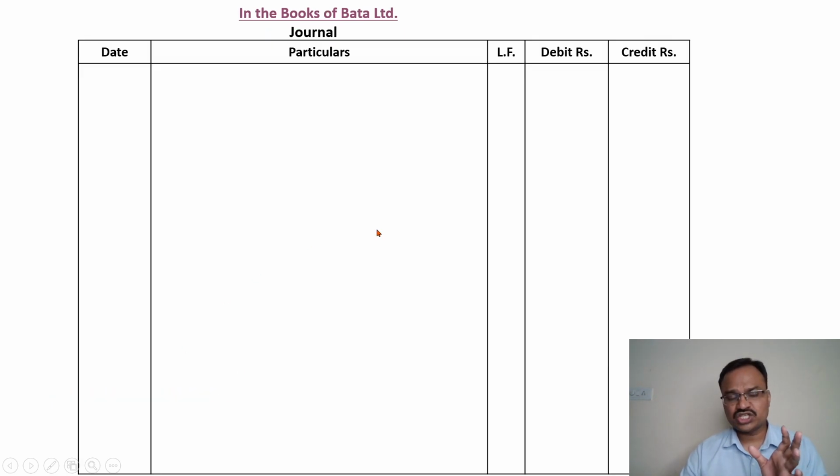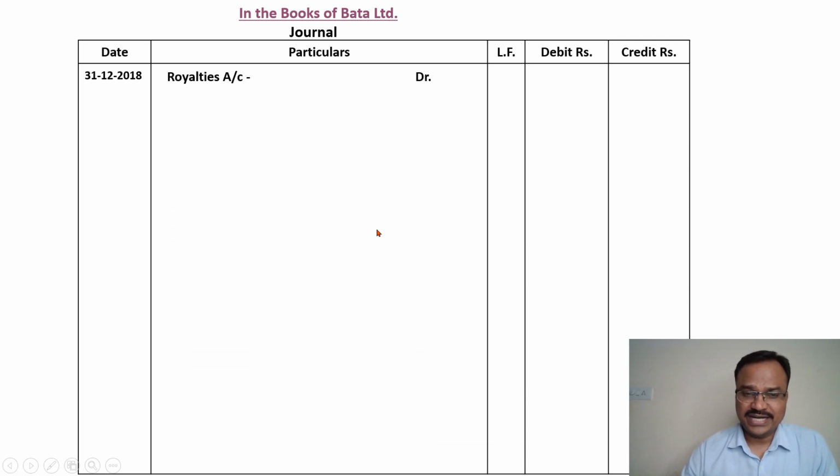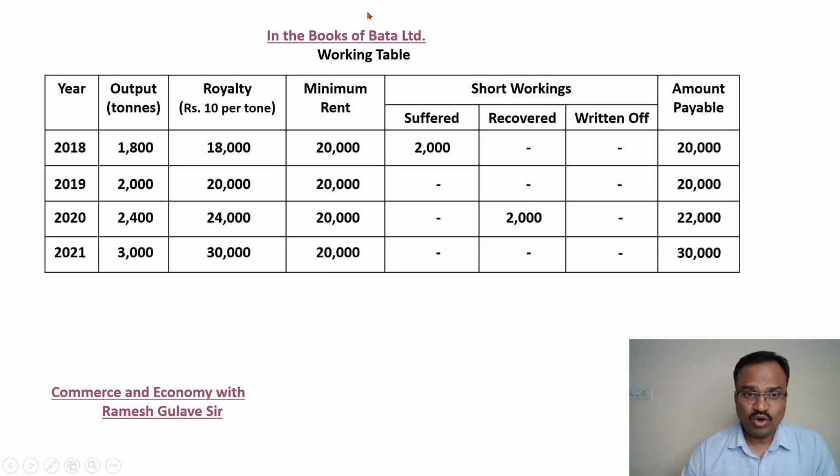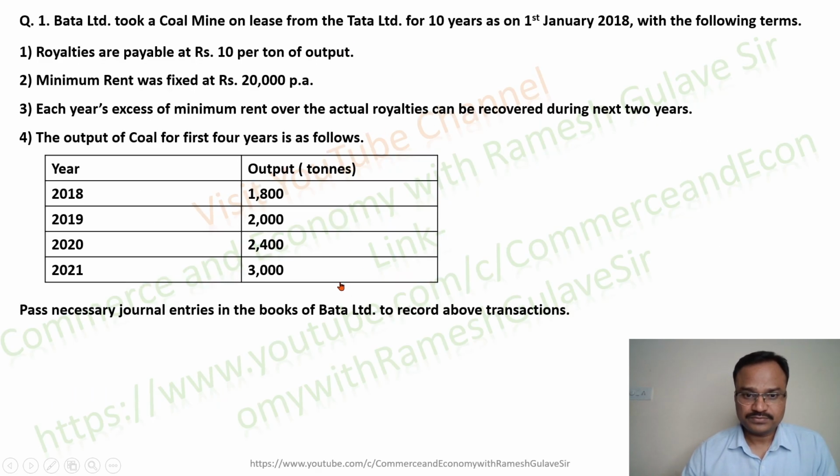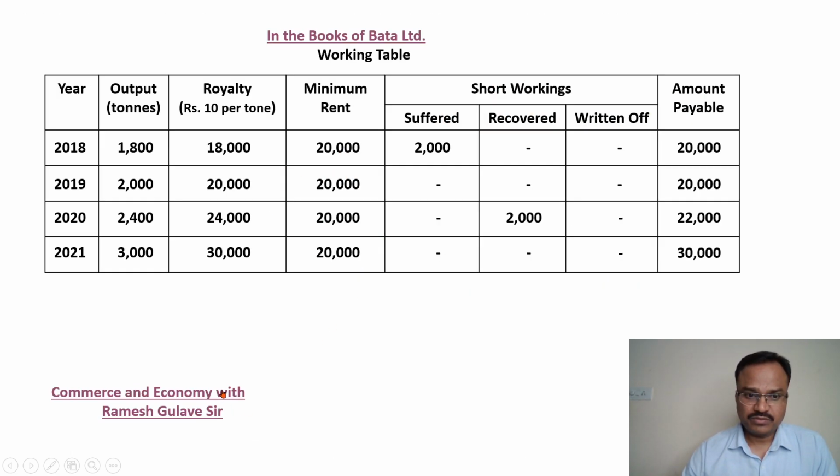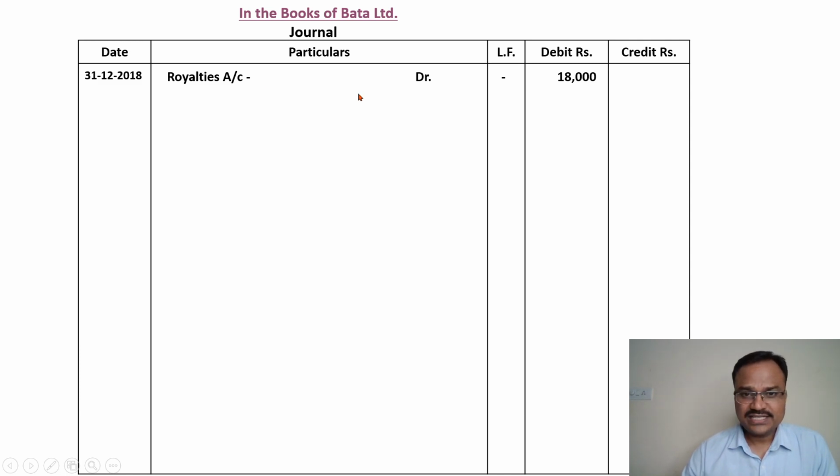And if there are short workings, generally the short working account is debited. Okay, so first, royalty account debit for 18,000, because the actual royalty is 18,000. Right, so here, for the first year, royalties account debit for 18,000.